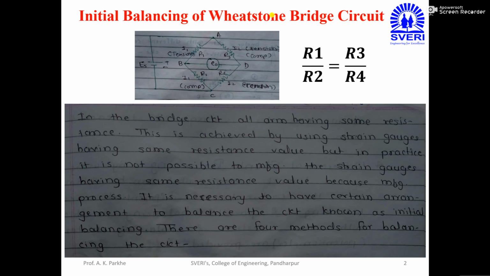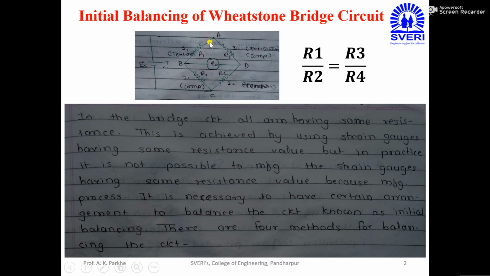Now the same things we are going to discuss for the initial balancing of the Wheatstone bridge circuit. As we know, this Wheatstone bridge circuit is used for strain gauge applications. This bridge circuit consists of 4 arms, that means 4 strain gauges can be mounted simultaneously on this bridge circuit. But to balance the bridge circuit, all the strain gauges have the same resistance value.